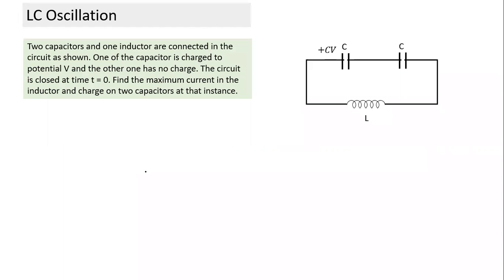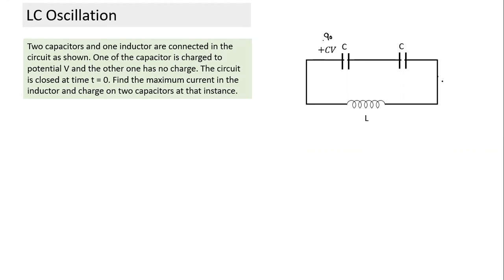Okay, look at one more variety of questions. So far what we have done, there was only one capacitor. This question is slightly different. Two capacitors and one inductor are connected as shown in the circuit, and one capacitor is charged. This is a charge CV, so you can write Q naught is equal to CV. And this is the time t is equal to 0.